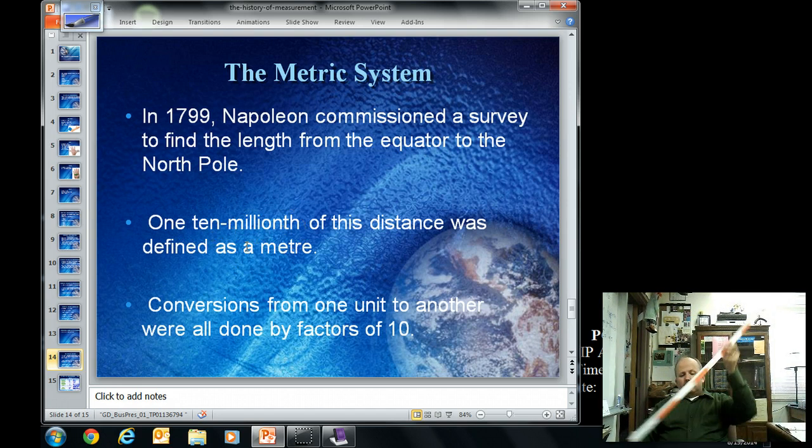And that's where we get this meter stick that you have used in your science classes. A meter is 1/10 millionth the distance between the equator and the North Pole. So if you go from the North Pole to the equator to the South Pole to the equator back to the North Pole, that distance is 40 million meters. That's how they figured that out.